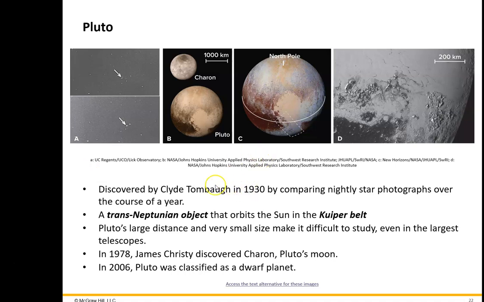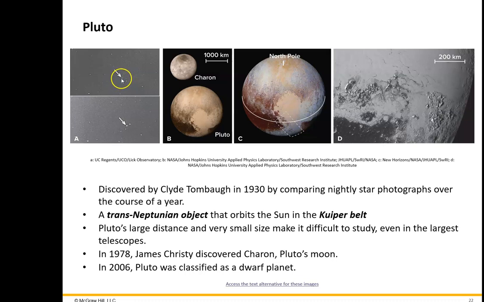In 1930, this guy named Clyde Tombaugh, who was working at the observatory in Flagstaff, Arizona, was looking at some photographs of an object that he realized was part of our solar system.